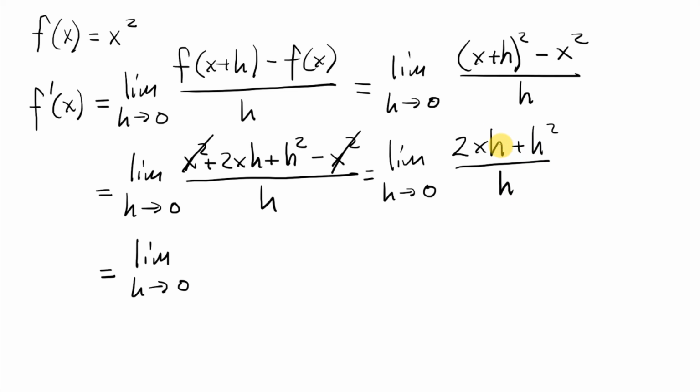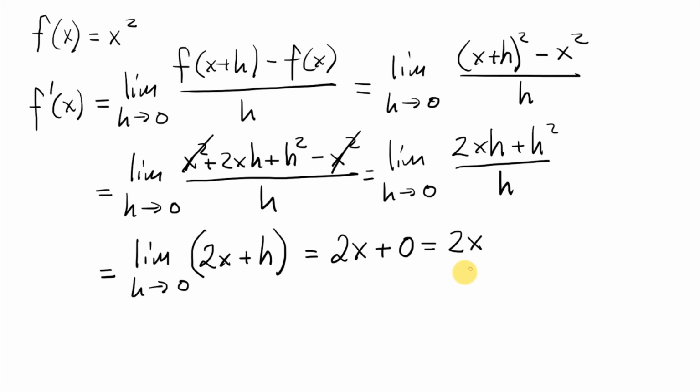Here we can simplify by dividing by h on both. And that will give us this. Now we should let the h go to 0, take the limit of this when h goes to 0. 2x has nothing to do with h, but h here then should go to 0. So this becomes 2x plus 0, or just 2x. So we see that the derivative of x squared is equal to 2x.